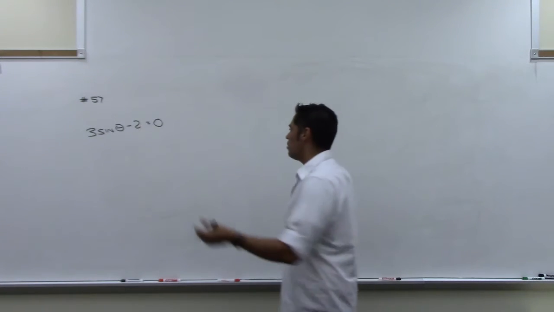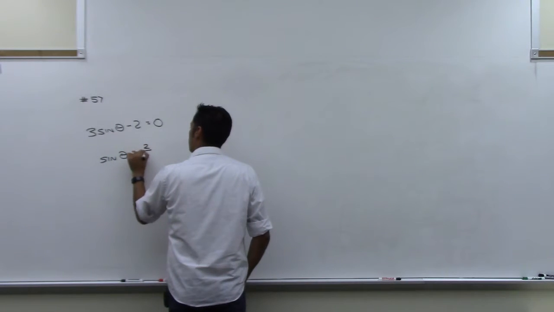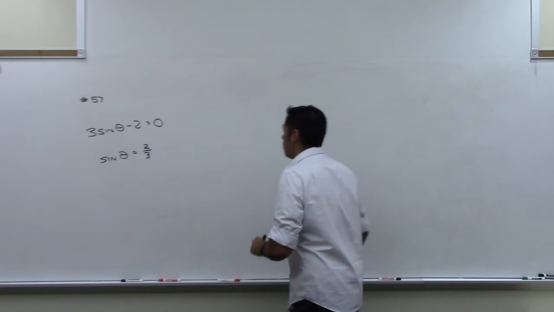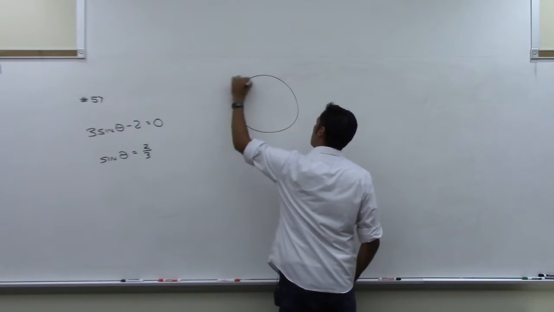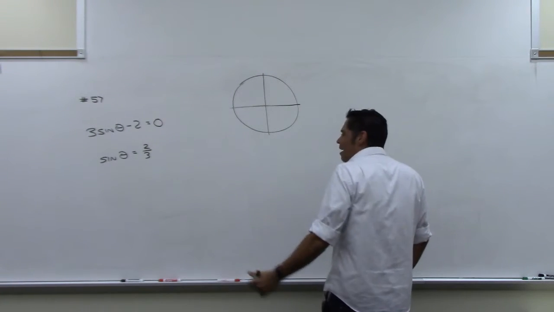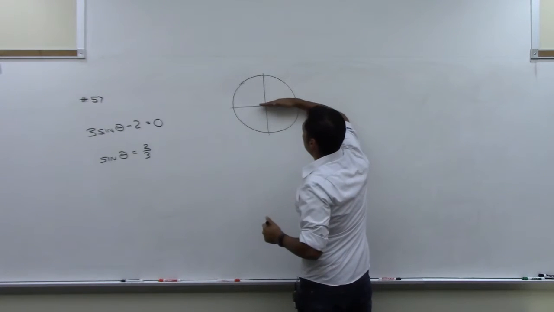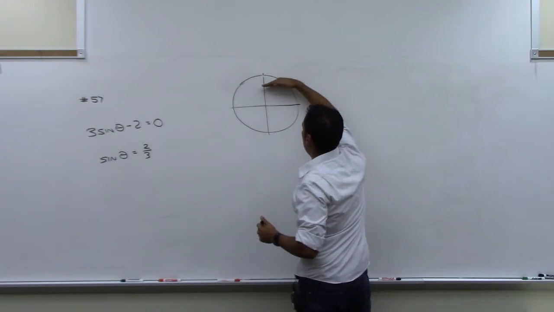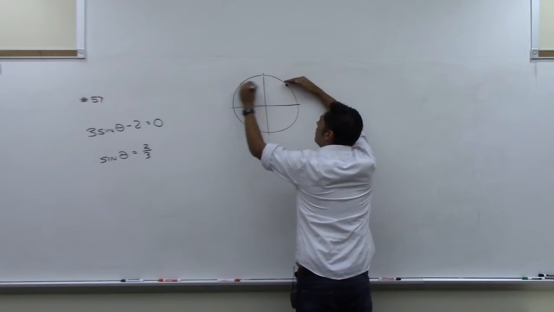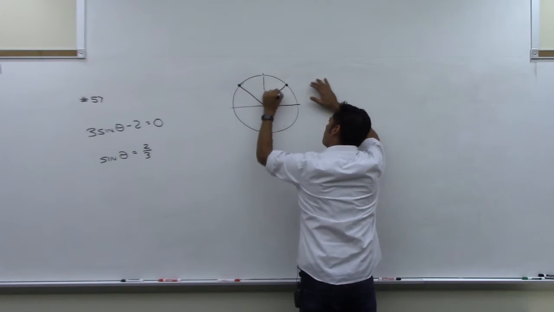All right, so I'll move the 2 over, divide by 3. So sine theta is 2/3. Now sine is the y coordinate. So where on the unit circle is my y coordinate 2/3? It's not a common value. So remember, this is 0, this is 1, 2/3 is about right there. It's going to happen here, in here. That's where the y coordinates are 2/3. So I have 2 solutions there.